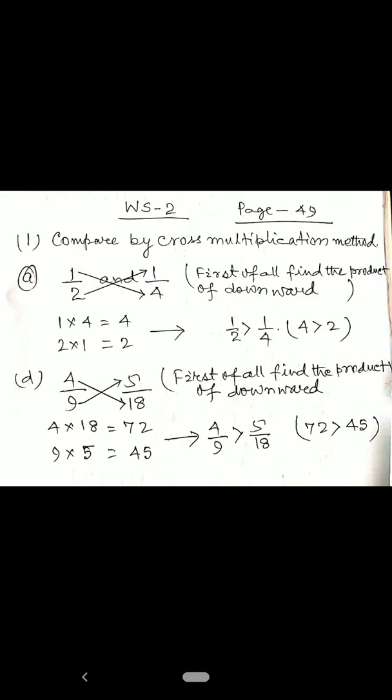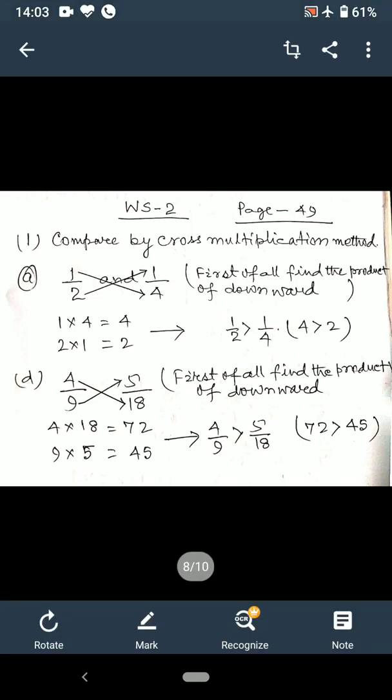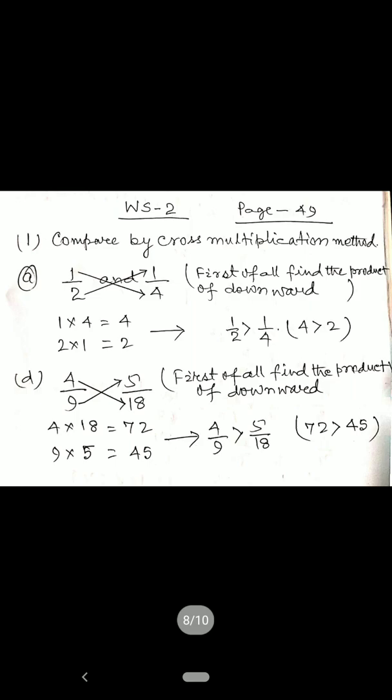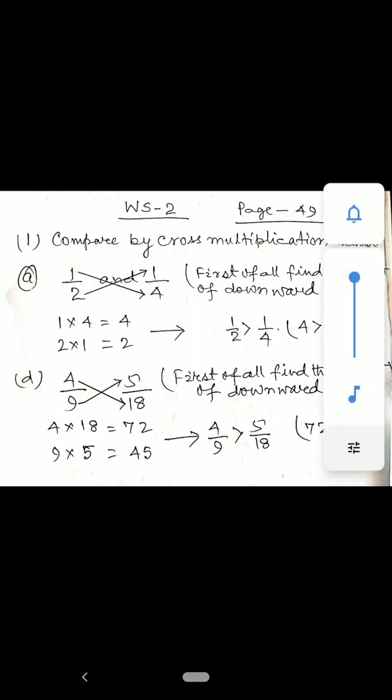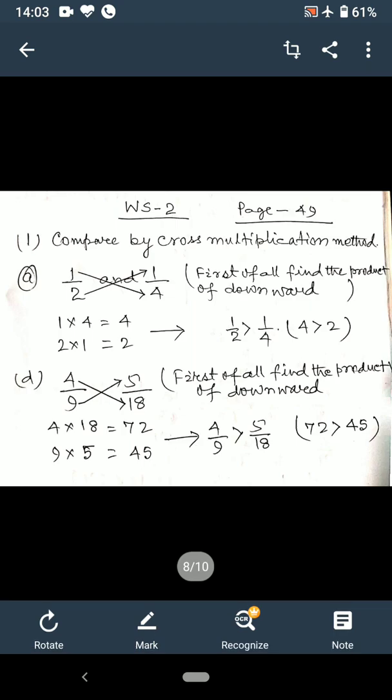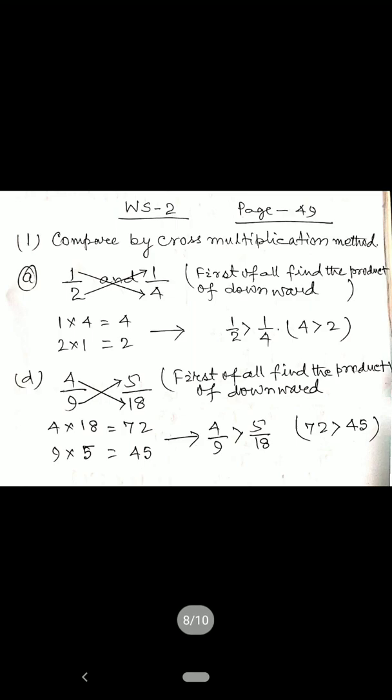Question D, 4 by 9 and 5 by 18. First of all, find the product downward. So product of... 45. Clearly 72 is greater than 45. Therefore 4 by 9 is greater than 5 by 18. Similarly, you can do question number B.